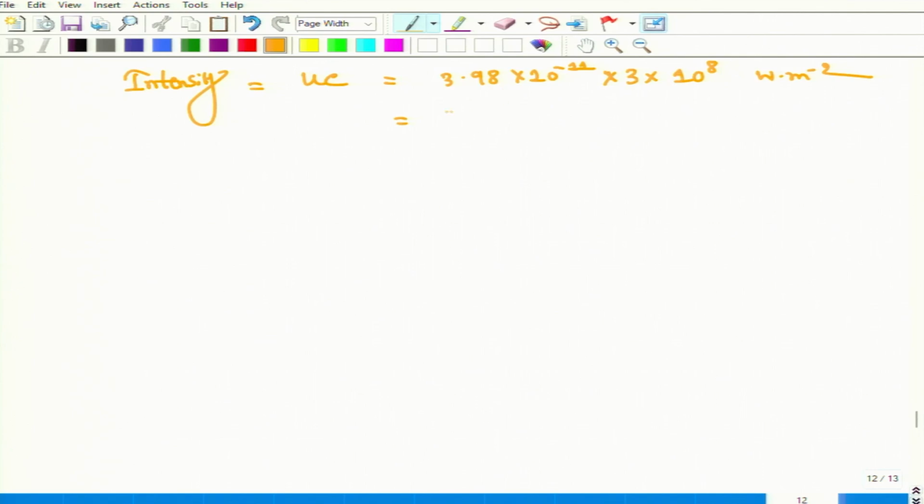And it will be minus 3. So it is 0.012 Weber per meter square. This is the intensity I. Okay, so this is a trivial problem, not a formula based problem totally. Let me do another problem.